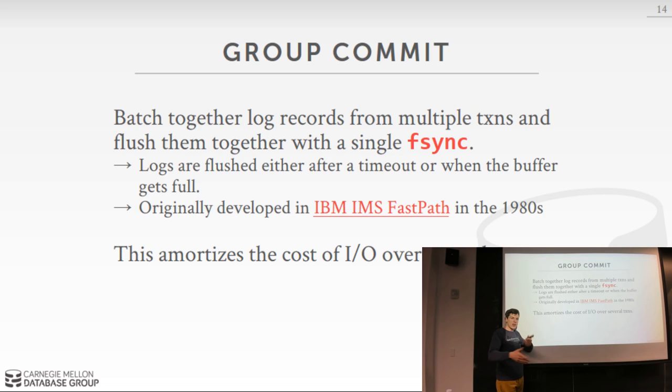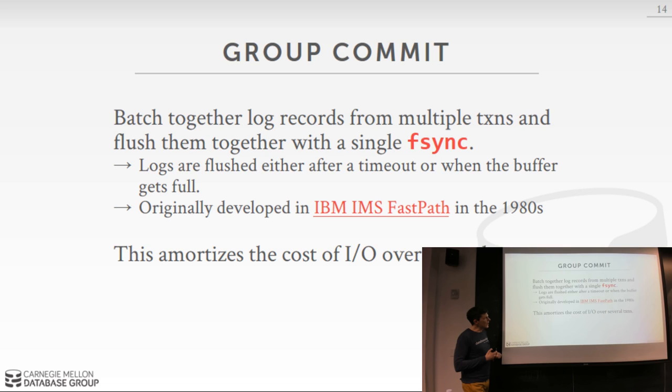So if you're the first transaction to arrive and add something to the log buffer, you'll wait the longest, but then if you're the last transaction, then you wait just as long as you would in the case you were flushing every single commit. So the idea here, again, is just to amortize the cost of doing the fsync across multiple transactions.